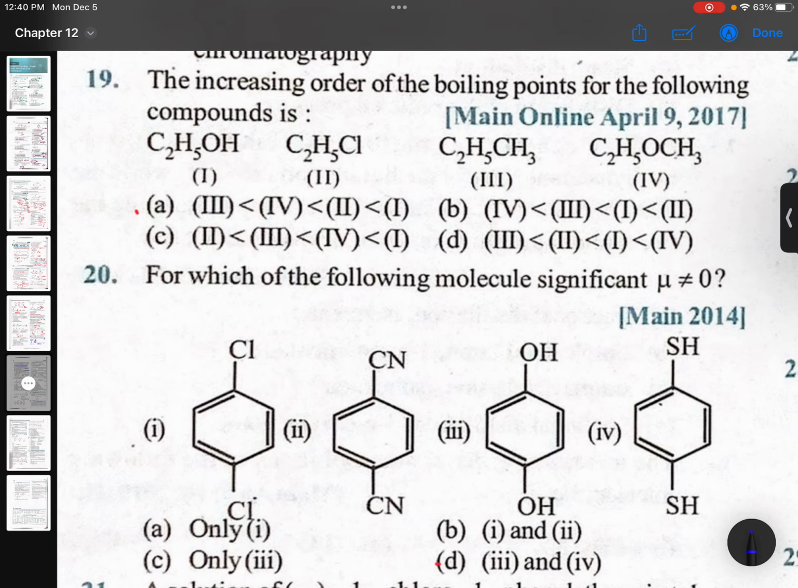The increasing order of the boiling points for the following compounds is: this is an alcohol with intermolecular hydrogen bonding, and this will have a chlorine, so dipole forces will be there. This is ether, again dipole forces only, and this will be just propane, so least. So he is asking for the boiling point order, least will be the third, and the first should be highest. So first, then second, then ether, then finally alkanes.